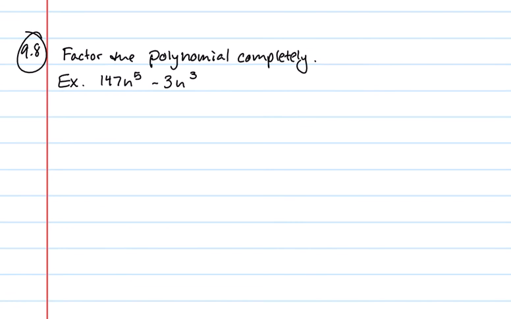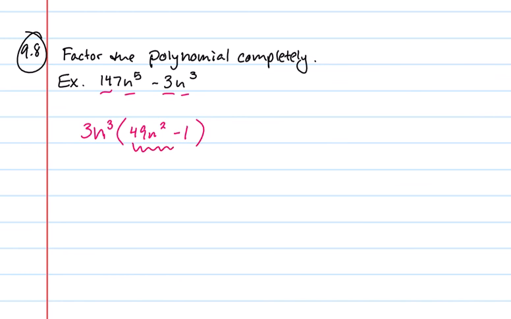And our absolute last section here, 9.8. Factor the polynomial completely. Alright, I've got two terms, and 147 looks a little big to me, so let's see if we can factor out a common monomial. I know that I can take out an n cubed, that's going to help me. And then I see that 3, and I know I can only take a 3 out of the second term, so I might as well take a 3 out. Alright, and that results in 49n squared minus 1.